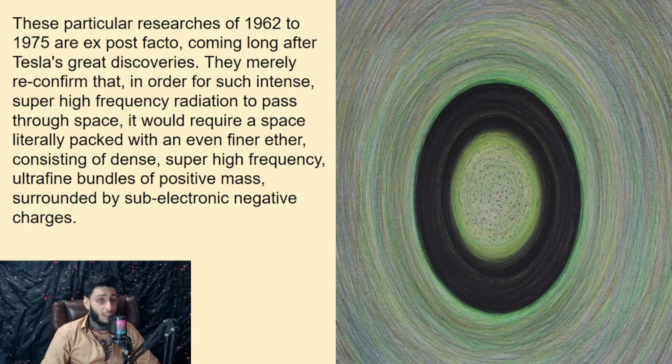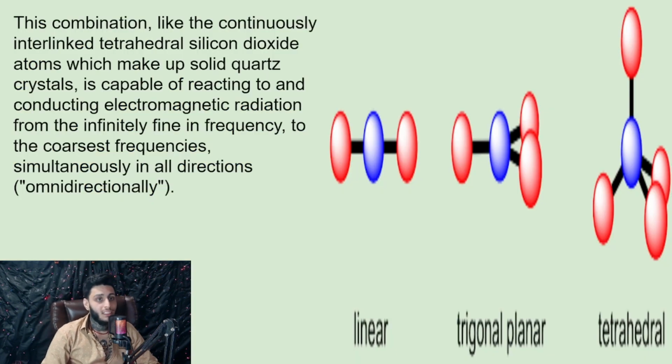Coming long after Tesla's great discoveries, they merely reconfirmed that in order for such intense super high frequency radiation to pass through space, it would require a space literally packed with an even finer ether, consisting of dense super high frequency ultrafine bundles of positive mass, surrounded by subelectronic negative charges. This combination, like the continuously interlinked tetrahedral silicon dioxide atoms, which make up solid quartz crystals, is capable of reacting to a conducting electromagnetic radiation from the infinitely fine in frequency to coarsest frequencies, simultaneously in all directions, or omnidirectional.